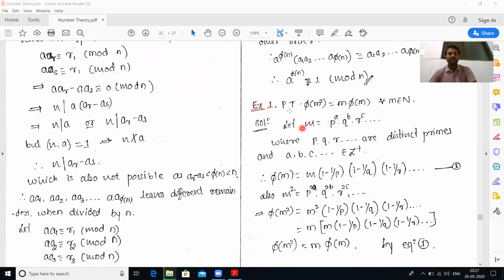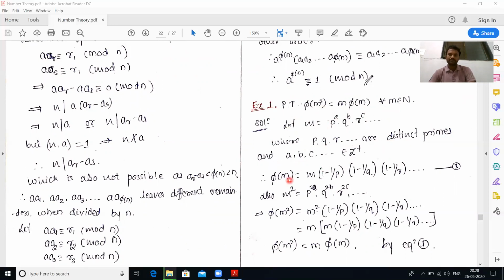Now some examples we will consider on this Euler's theorem. First example: prove that phi of m squared is equal to m into phi of m for all m belonging to the natural numbers. So here let m be any one number. We know that any natural number n can be expressed as a product of primes in a unique way. So by using that, we can take m equal to p raised to a, q raised to b, r raised to c, and so on, where p, q, r, and so on are distinct primes, and a, b, c are any positive integers.